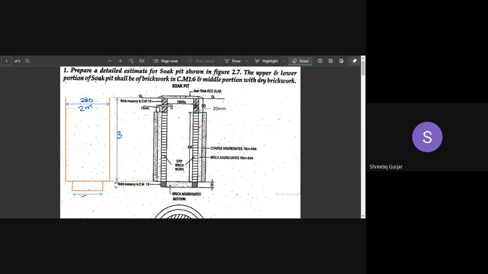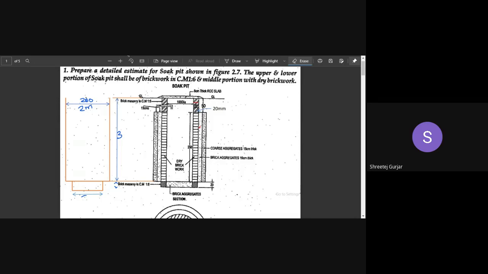Okay, is this clear, guys? Please let me know whether this numerical is clear. If you didn't understand any of the things, please let me know. We have time, I'll explain once more. Clear? Is it clear? Yes or no? Okay, so that is dealing with the soak pit.